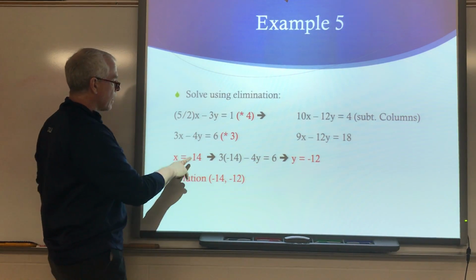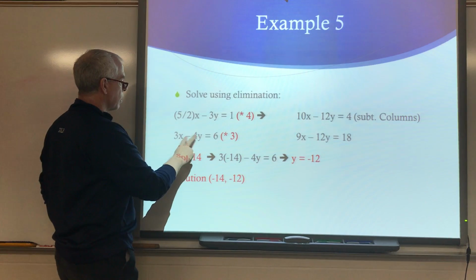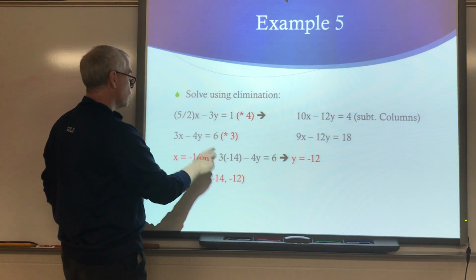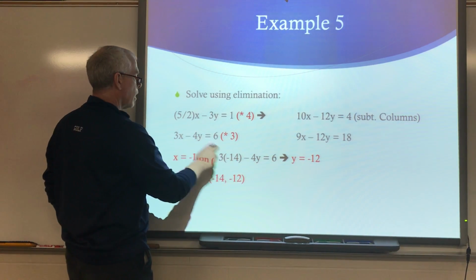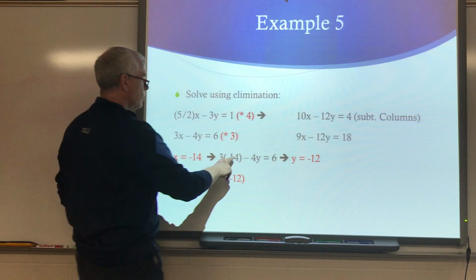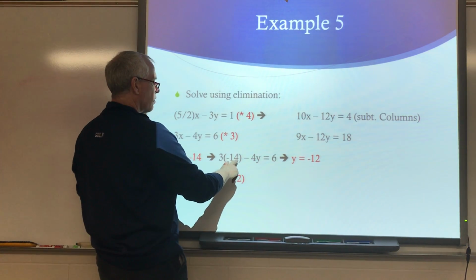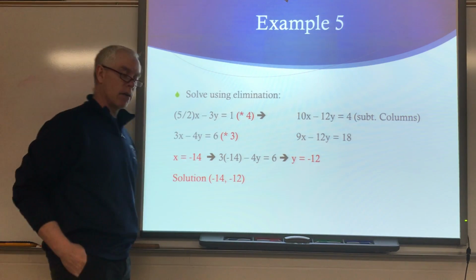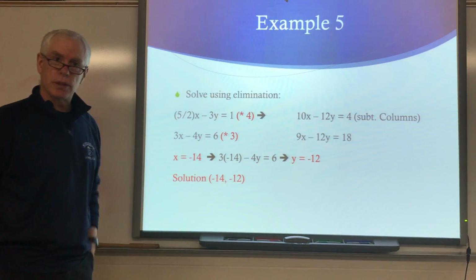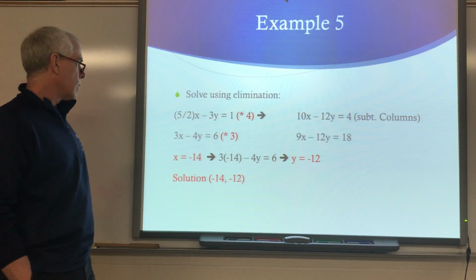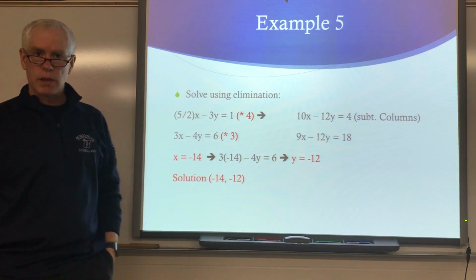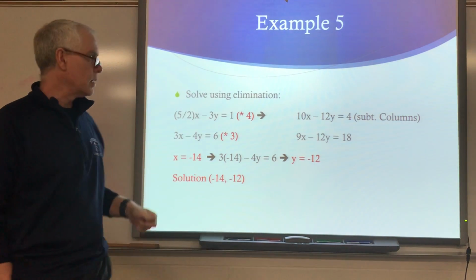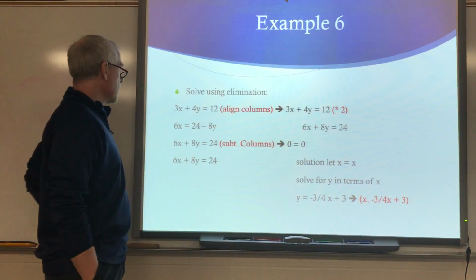I then need to plug that back into one of the equations. I choose to plug it in here because I don't want to deal with the fraction. So 3 times negative 14 minus 4y equals 6. If you solve this, you get negative 42, you add 42, you get 48, divided by negative 4 is negative 12. There's my solution, okay? So sometimes you have to multiply both rows by something to get the x's or y's to be equivalent, okay?